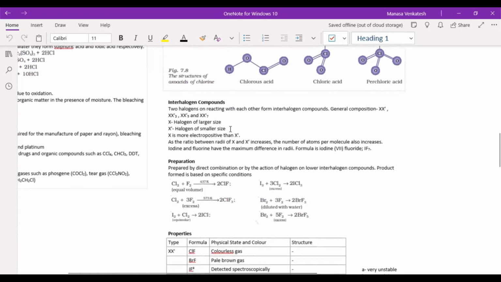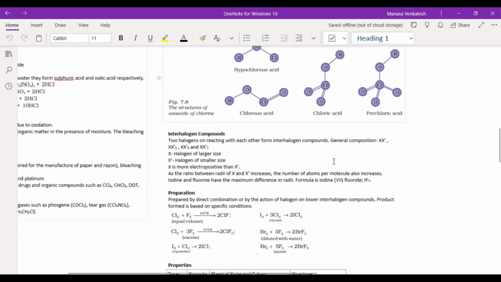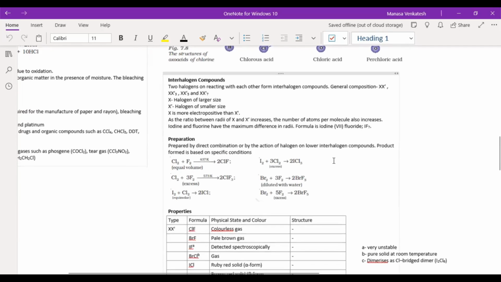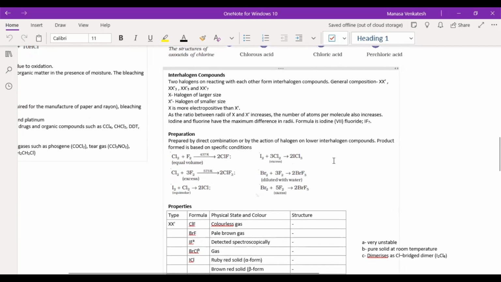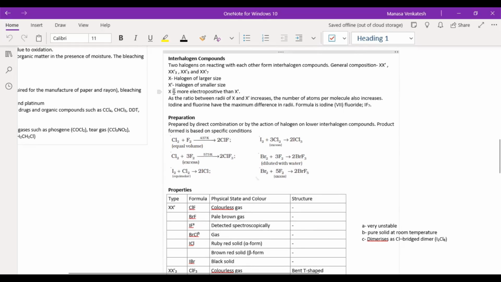So the next one, here the structures are given for the various oxo acids of chlorine. Next is the interhalogen compounds. So interhalogen compounds are formed when 2 halogen atoms react with each other. So X and X dash. X is the halogen which has a larger size. X dash is the halogen of smaller size. And obviously, since X is bigger than X dash, it is more electropositive, or X dash is more electronegative than X.